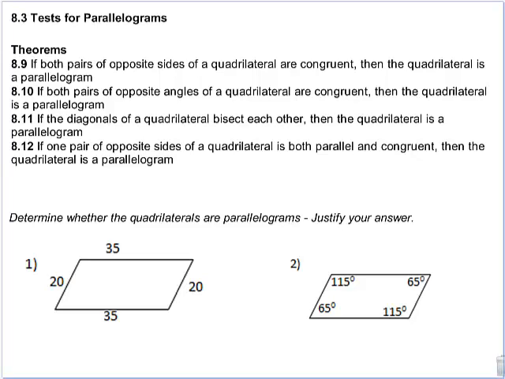If one of those things is true, then we have a parallelogram. So, if both pairs of opposite sides of a quadrilateral are congruent, then the quadrilateral is a parallelogram. Okay?